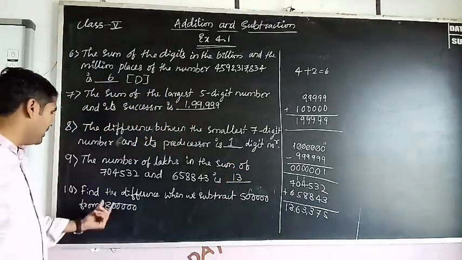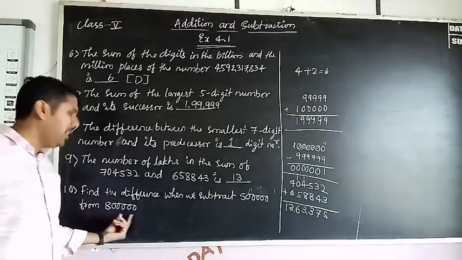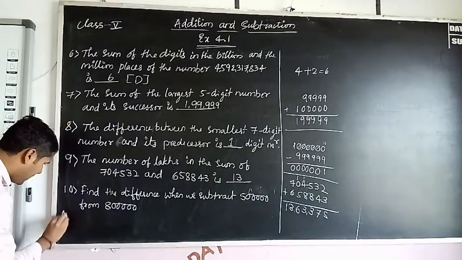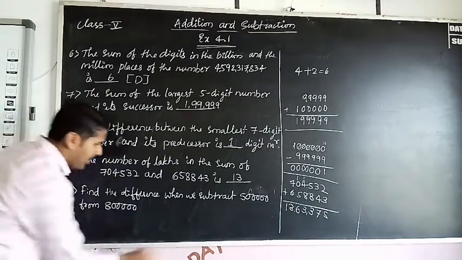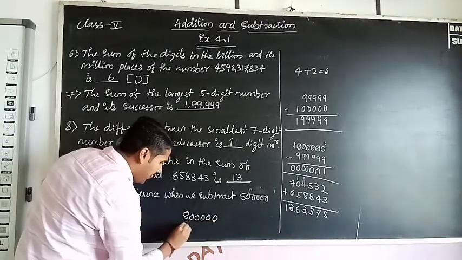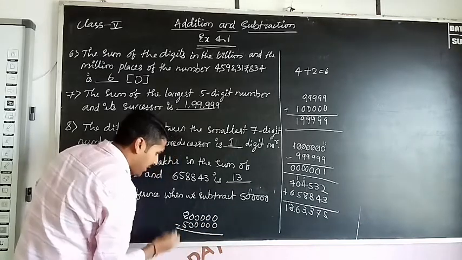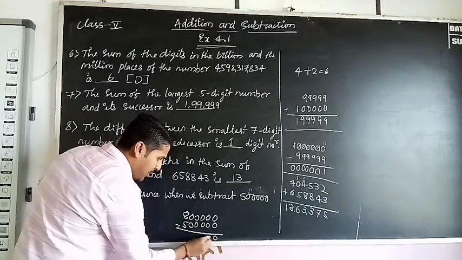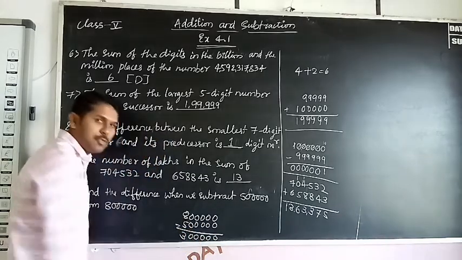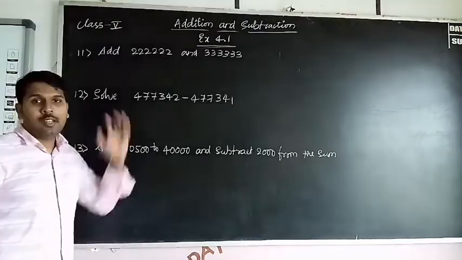So next, find the difference when we subtract 5 lakh from 8 lakh. So how to find out this one? Just subtract it. 8 lakh and 5 lakh. Subtract it. What will be the answer? 0 minus 0, 0, 0, 0, 0. 8 minus 5, 3. So what is the answer? 3 lakh.